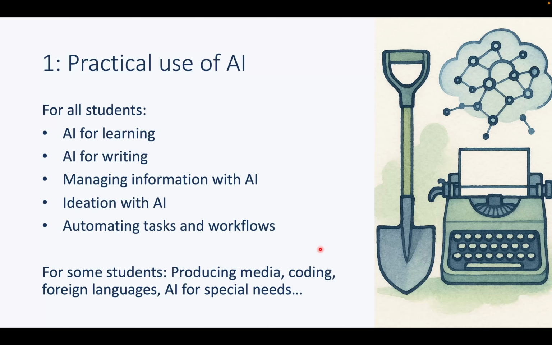But then we have, depending on your kind of studies, other things as well. If you're learning coding, for example, it is now essential that you also learn about using AI for coding or software engineering. And other things as well. We have foreign languages, producing media. Students with special needs might have particular use of AI as well.